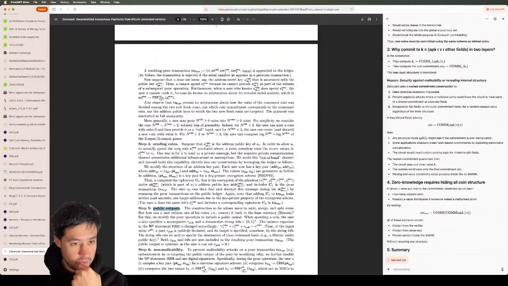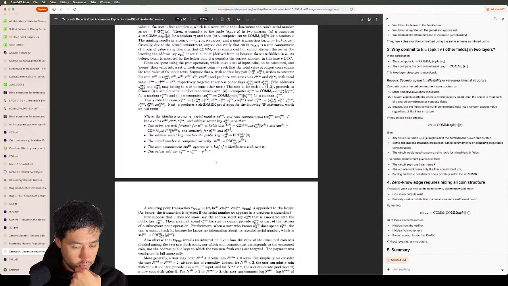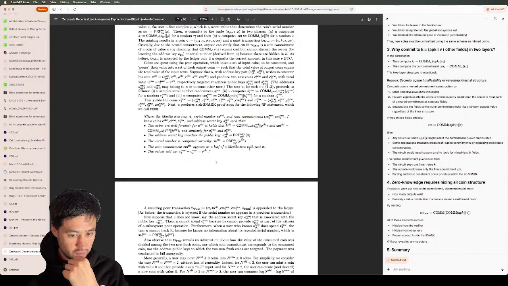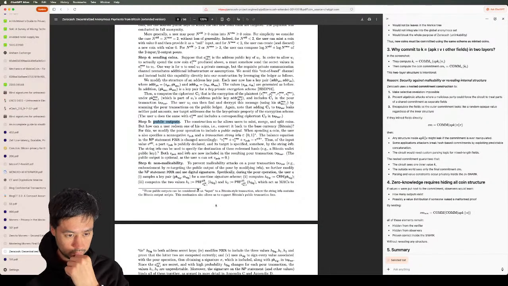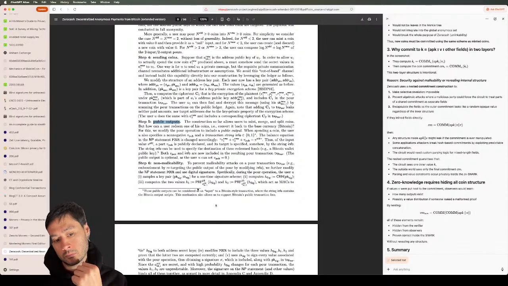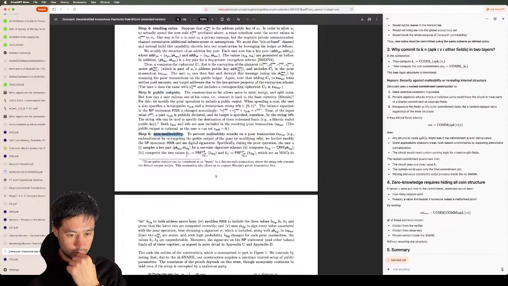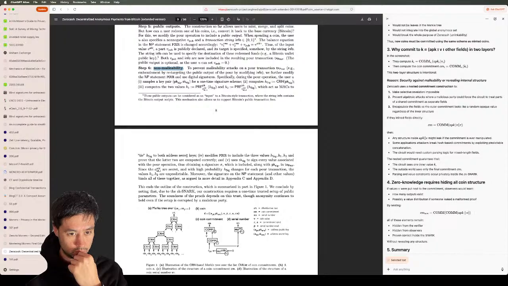Wait, before I go back there, let me just go back here. The coins are well formed, sure. The address secret key matches the public key. You know the private key, at least for the one you're spending. The serial number is computed correctly, right? The coin commitment appears in a leaf of a Merkle tree, okay. And this one, we're going to add it publicly to the Merkle tree. The values add up. All right. That's not very interesting. Yeah, you just want to authenticate the public portion, I guess.